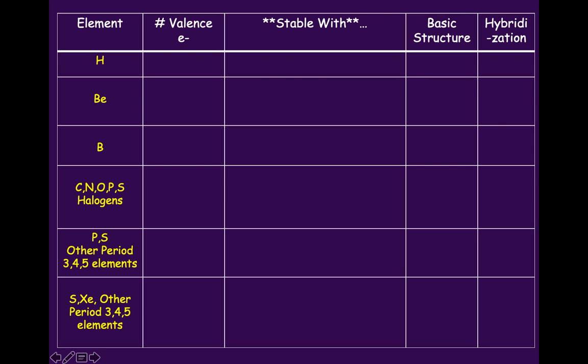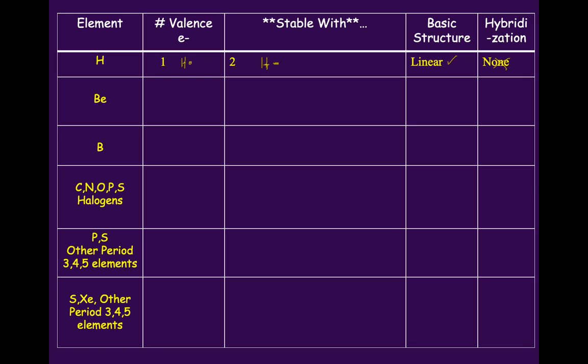So in the chart, we'll go through this one at a time really quickly, and then we're going to be doing this a couple days in school, so you'll get an idea of how we run the show here. If we start with hydrogen, the number of valence electrons is going to be 1. You're going to be stable with 2, which is hydrogen with a single bond, 2 electrons. You're going to have a linear structure. We're not going to worry about hybridization, so there's none.